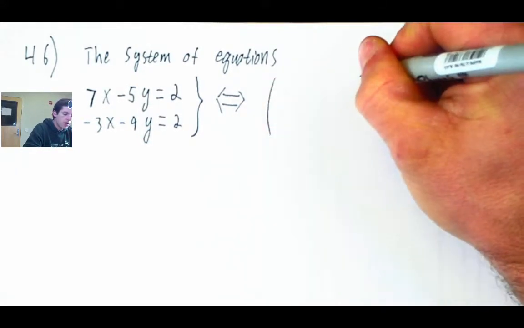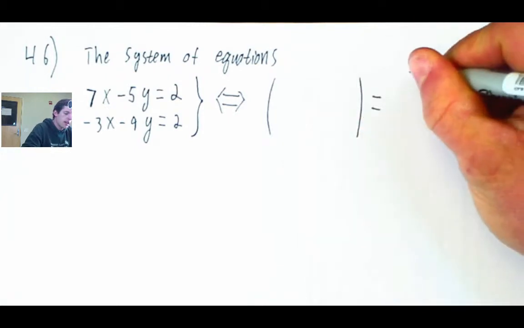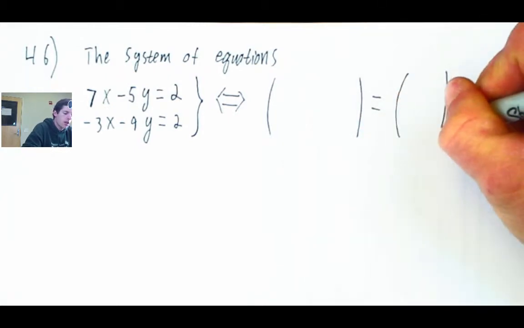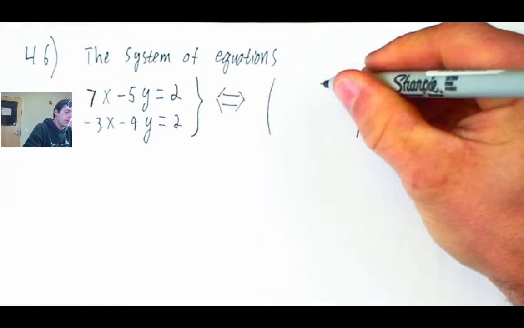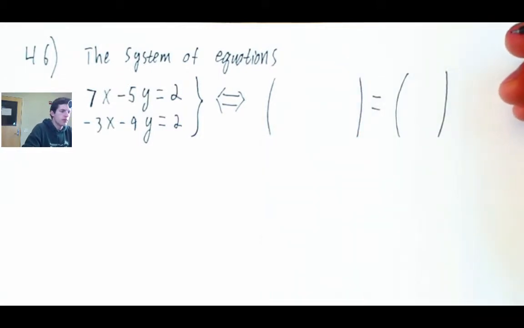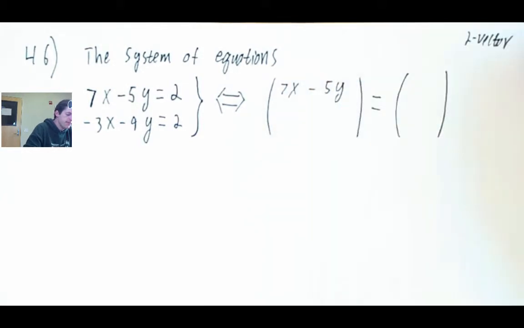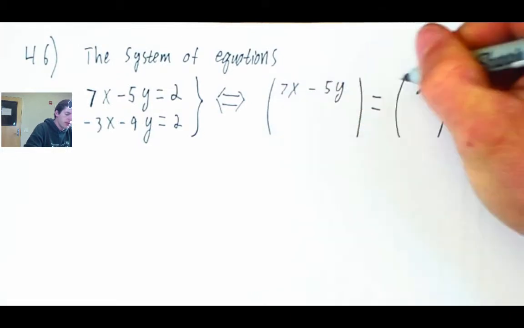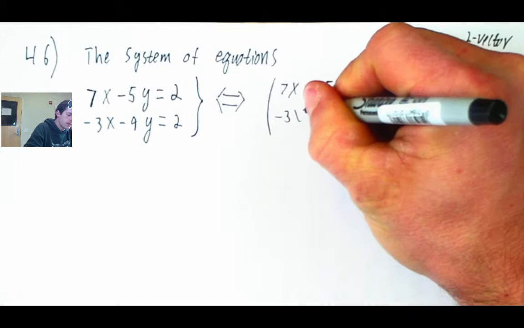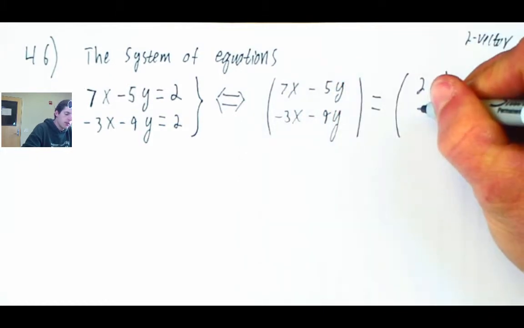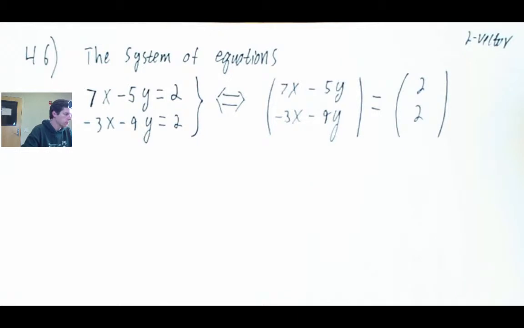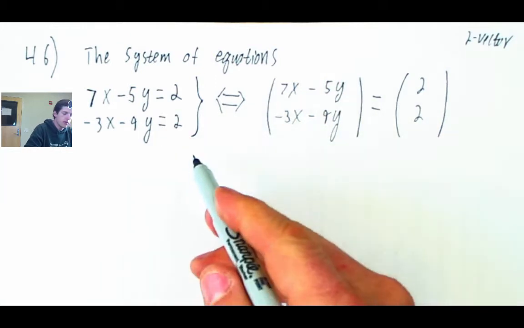and you know what I can do is I can write a single equation between two vectors. Okay, as in two vectors. And this is what it'll look like. 7x minus 5y is equal to 2. So the first component on the left is equal to the first component on the right. And negative 3x minus 9y is equal to 2. Good. All right. So I have done what I've been told to do, rewritten the system of equations as a single equation.